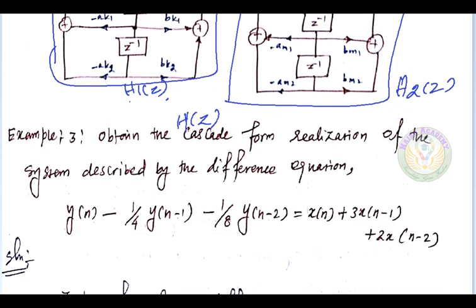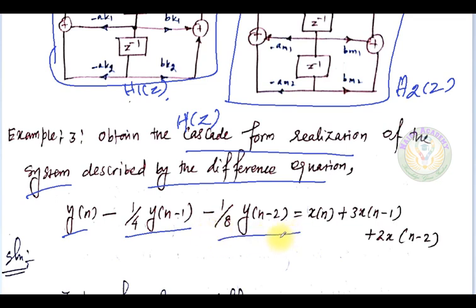In the example, we have to obtain a cascade form realization for the system which is described using the difference equation y of n minus 1 by 4 y of n minus 1 minus 1 by 8 y of n minus 2 is equal to x of n plus 3 x of n minus 1 plus 2 x of n minus 2.